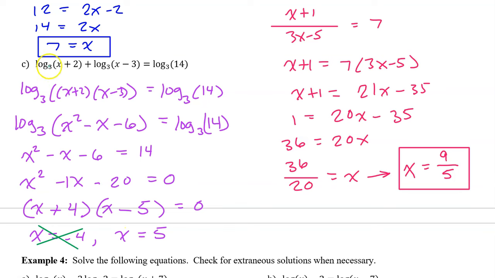Plugging in a 5 does not cause a negative number or a 0. 5 plus 2 is 7, 5 minus 3 is positive 2, so this one is good. That's why x equals 5 is the only answer.